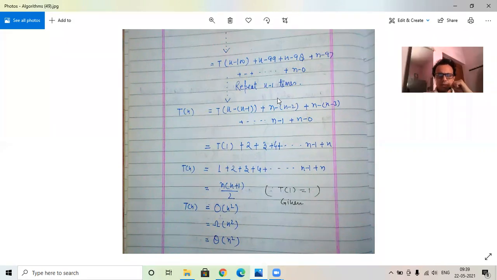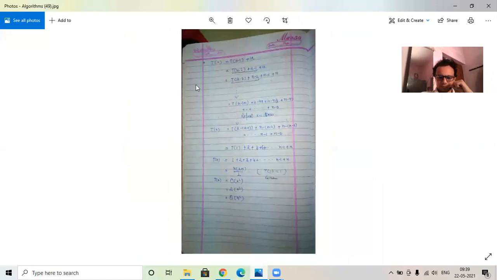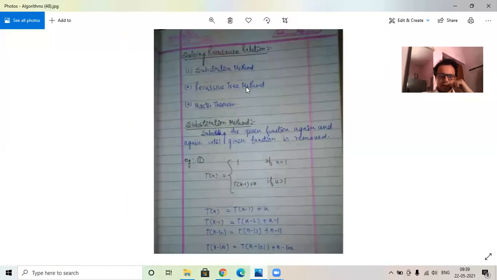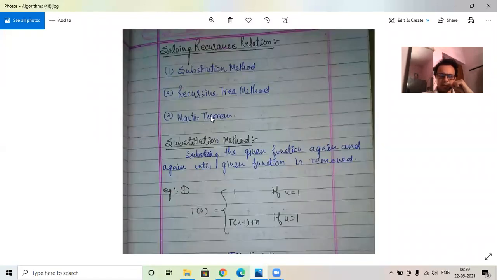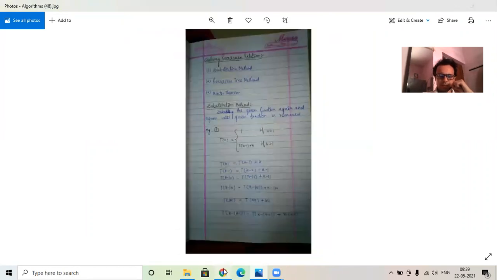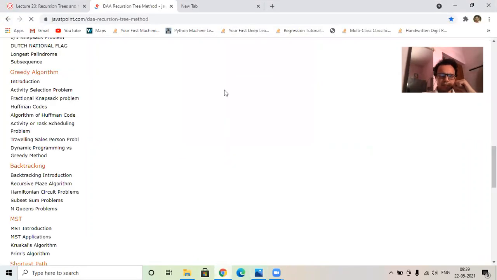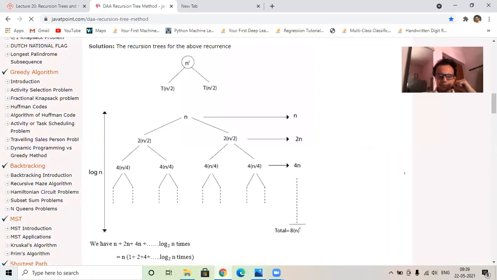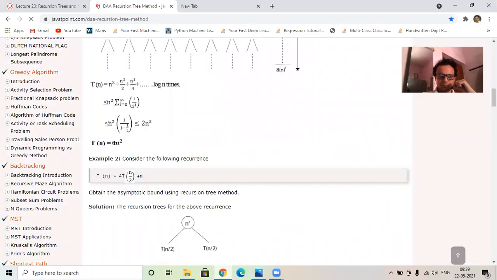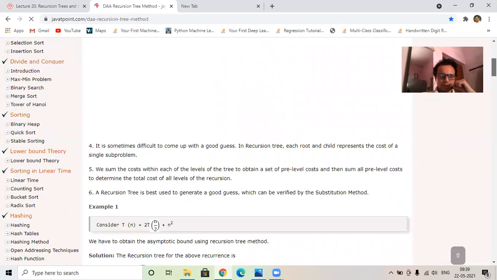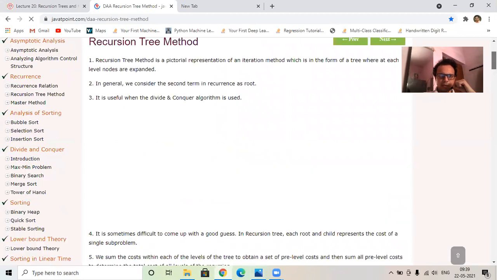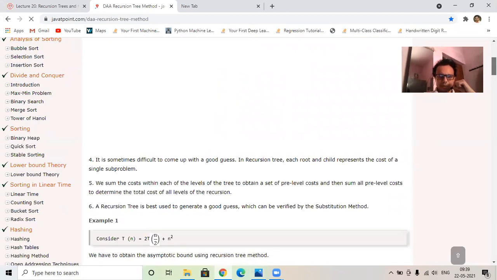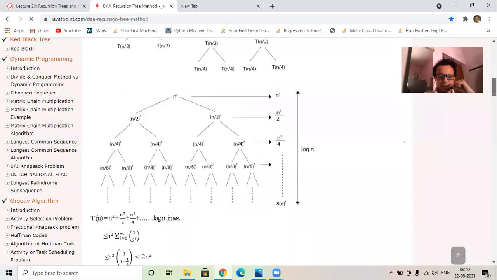Now the other two methods are the recursive tree method and master theorem. For the recursive tree method and master theorem, I am taking the help of a website. A Javatpoint website I am using for the recursion tree. Now one example, just taking one example, then I am telling you. I think it will be better for you.